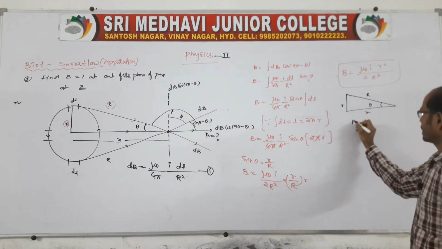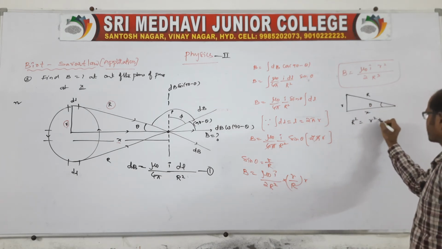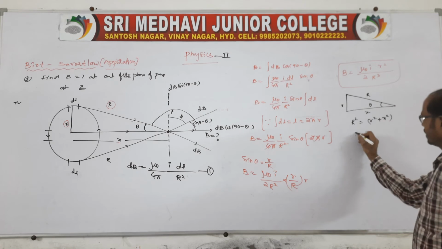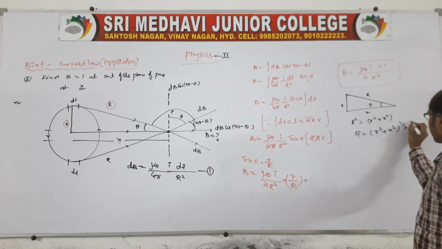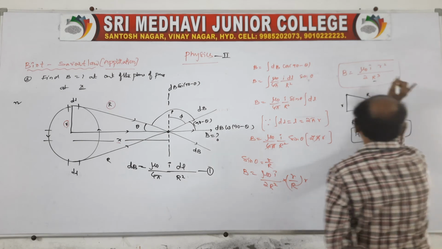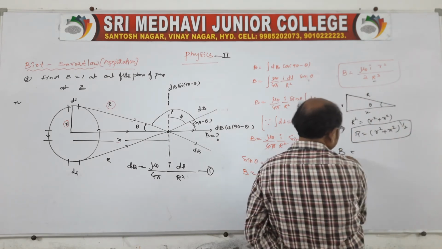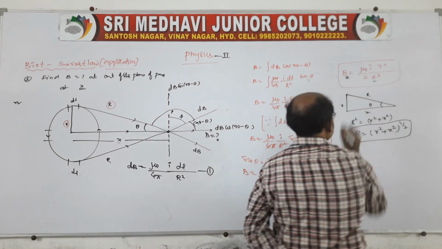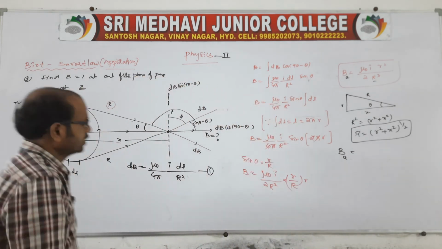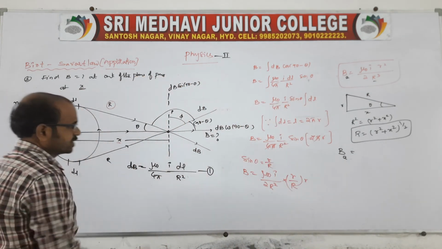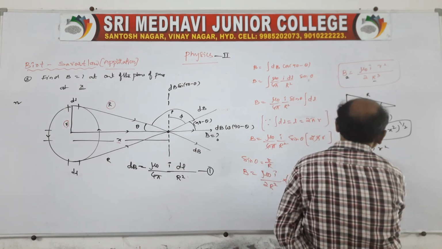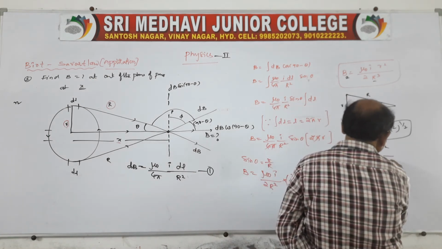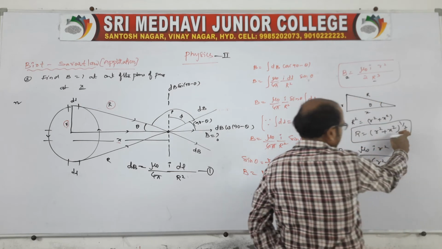Now capital R square is equal to small r square plus x square, right? Capital R is equal to (r square plus x square) whole power 1 by 2. Here you replace capital B, we can also call it the axial point, because it is like an axial line, no? So you say the axial field is mu naught I r square by 2 into (r square plus x square) all power 1 by 2 is there.